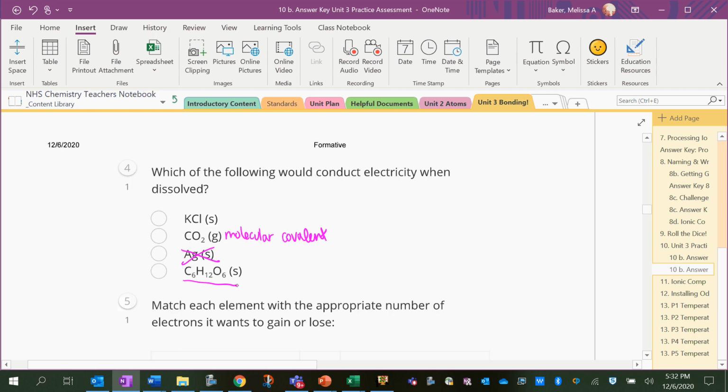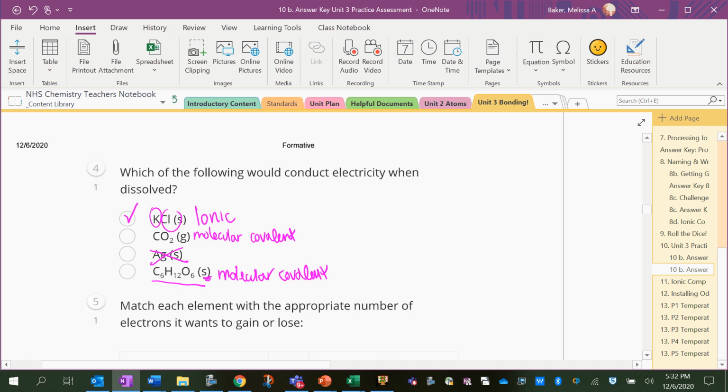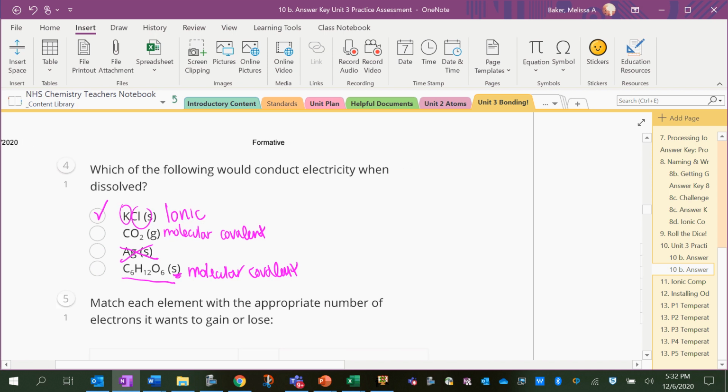This one is sugar, and it does dissolve. It's all nonmetals, so it's a molecular covalent. And KCl, that's a metal and nonmetals. That would be ionic. So ionic bonds do conduct electricity when they're dissolved. So that's how we can figure out that that first one is the answer.